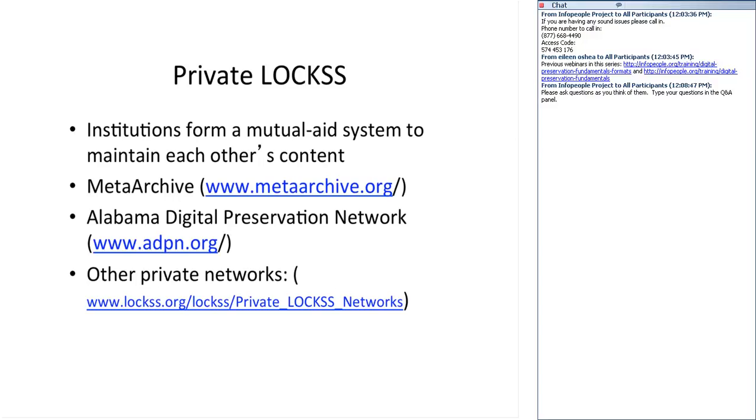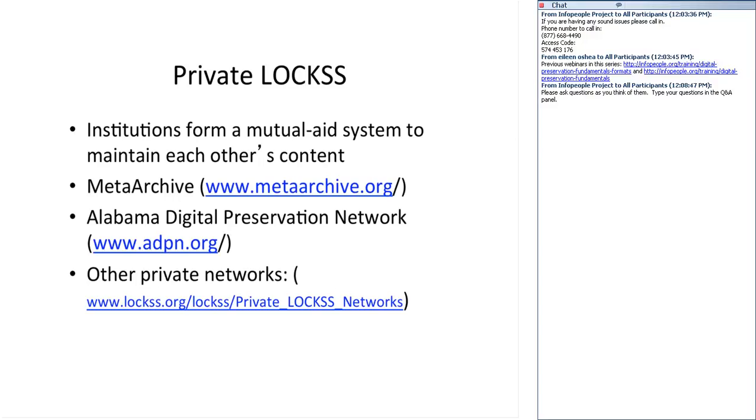Two of the private LOCKSS networks that I think have received a lot of justified good publicity are MetaArchive and the Alabama Digital Preservation Network, and links to their sites are available there. But there are many of these now, and the LOCKSS group maintains a listing of them on their website.